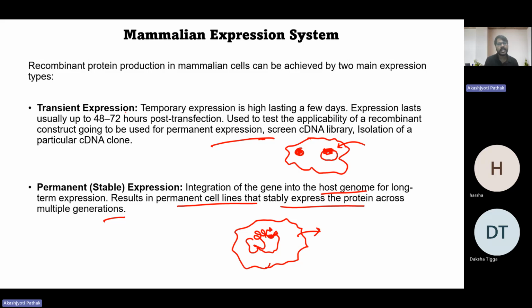While if it is a transient expression, then after 2 to 3 passages, it gets diluted. You have to again transfect your plasmid into the mammalian cell. Okay.